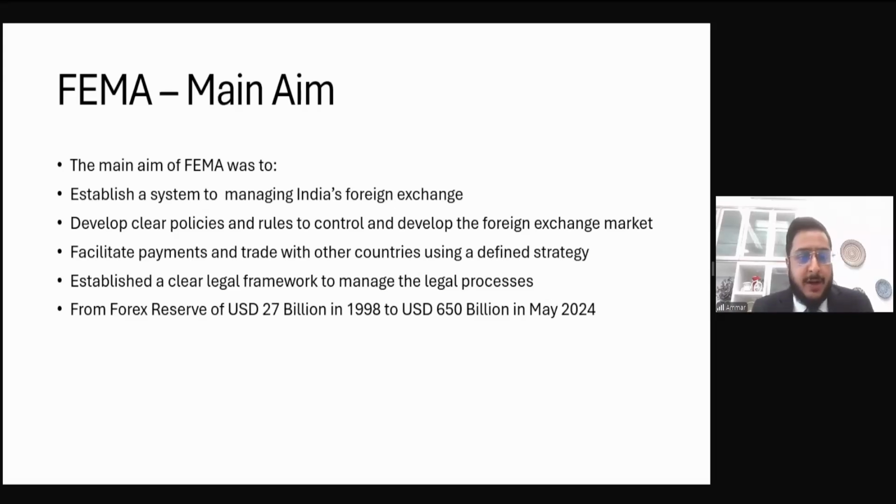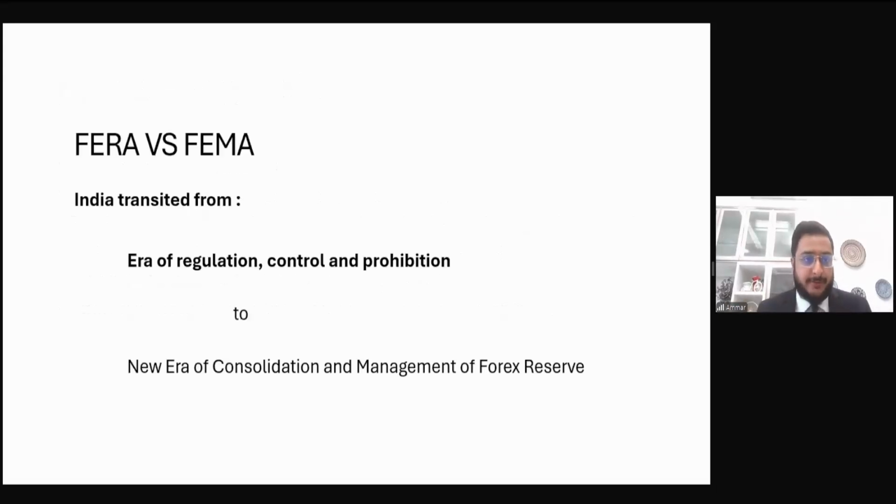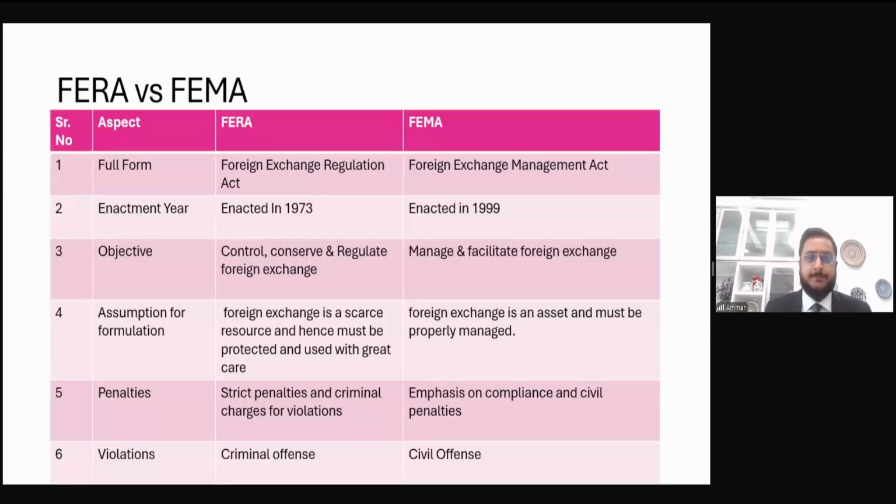The main aim of FEMA was to develop clear policies and rules to control and develop the foreign exchange market, and it established a clear legal framework to manage these legal processes also. If you see the forex reserves from 1998 to 2004, there's a massive increase from USD 27 billion to USD 650 billion. It came up because of the ease in the process which FEMA has brought in. So India transited from an era of regulation, control, and prohibition to a new era of consolidation and management of forex reserves.